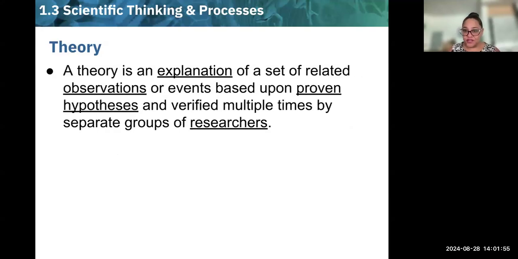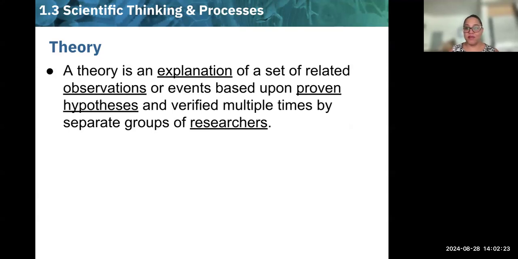And the official definition: a theory is an explanation of a set of related observations or events based upon proven hypotheses, which means scientists have gone through an experiment, collected all of these results and conclusions, and all of this data, all of this evidence have supported the original hypothesis. And that has to be verified multiple times by separate groups of researchers.